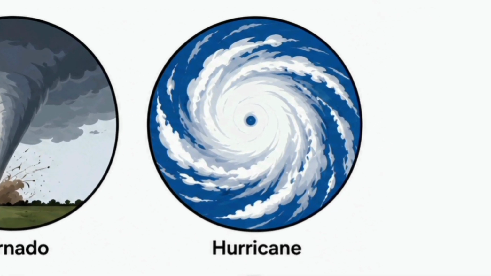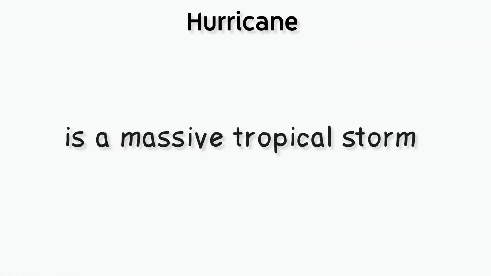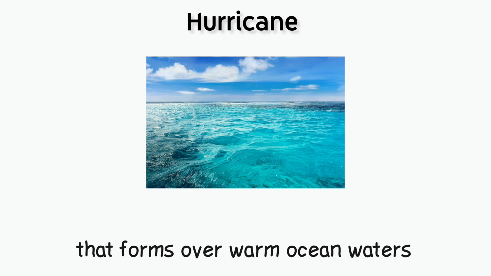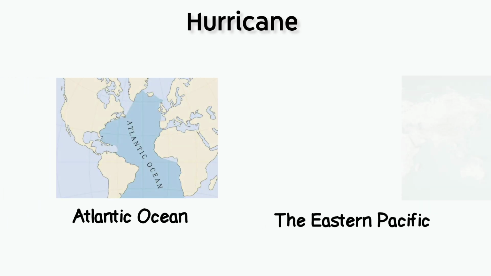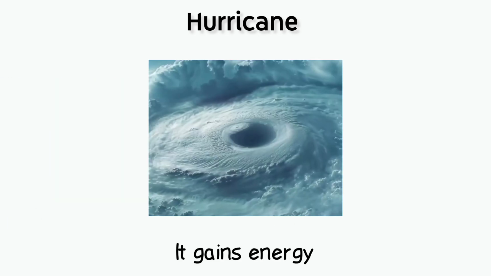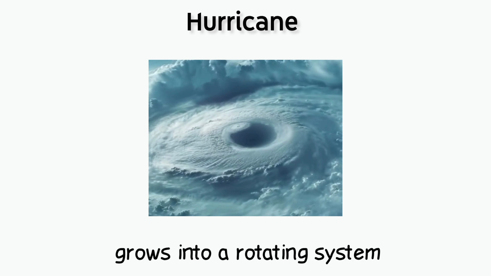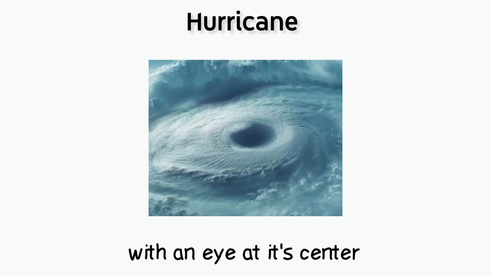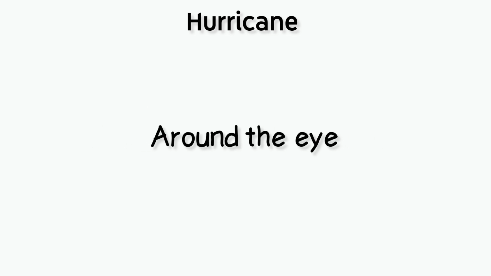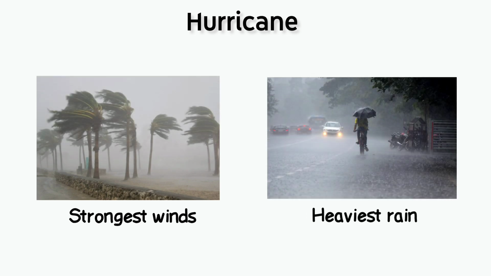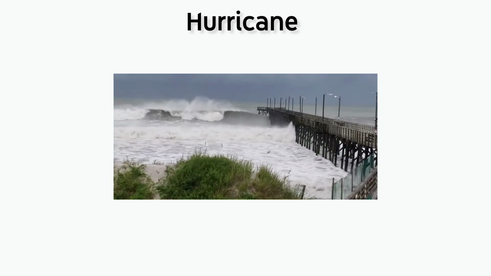Hurricane. A hurricane is a massive tropical storm that forms over warm ocean waters in the Atlantic Ocean and the Eastern Pacific. It gains energy from warm seawater and grows into a rotating system with an eye at its center. Around the eye, the strongest winds and heaviest rain are found.